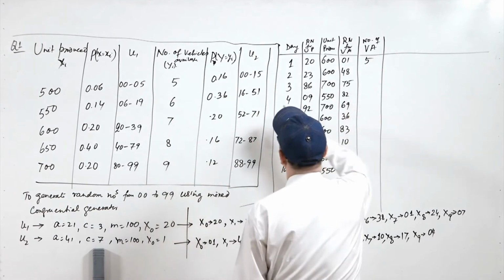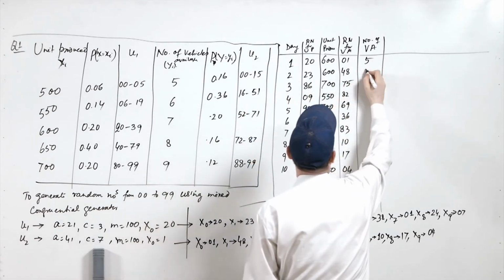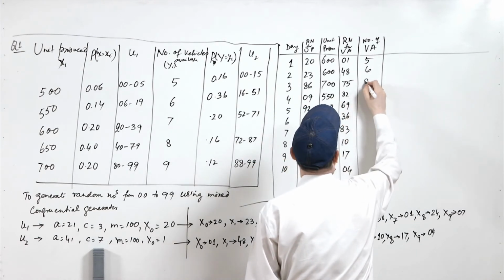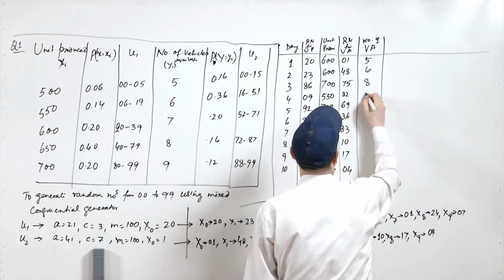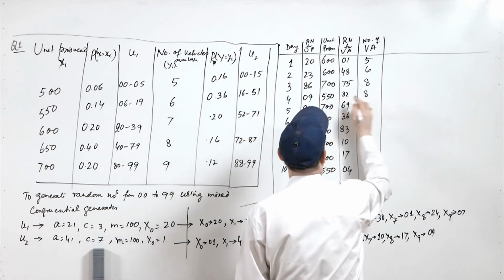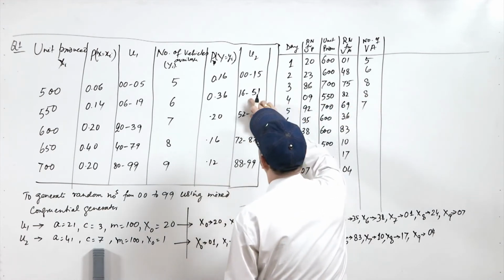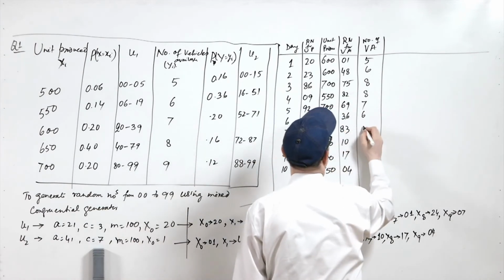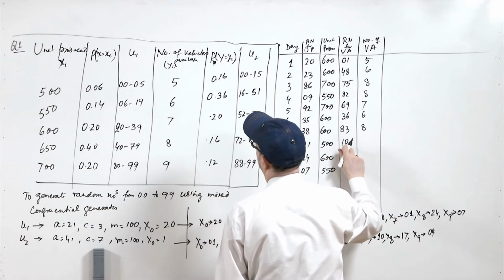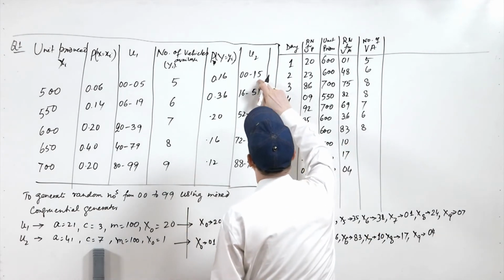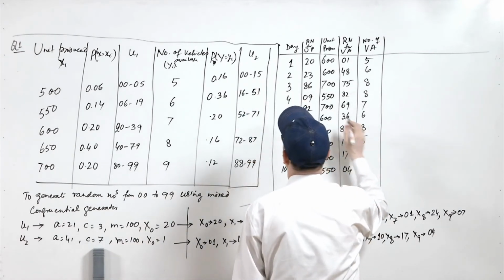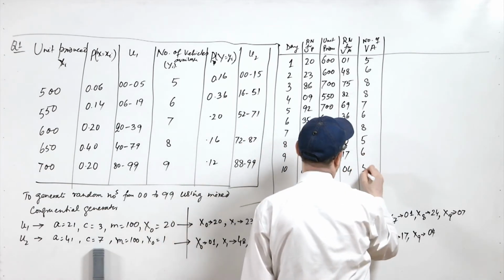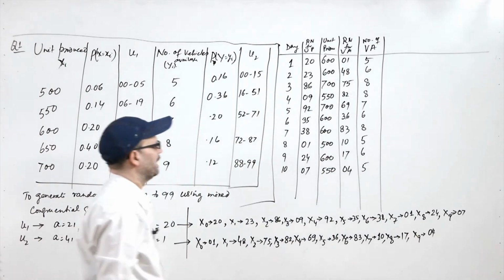For 48 it is here, so it is 6. For 75 it is here 8. For 82 it is 8. For 69 it is 7. For 36 it is 6. For 83 it will be 8. For 10 it will be here 5. For 17 it will be again 6. For 4 it will be 5. So like that you have to generate.